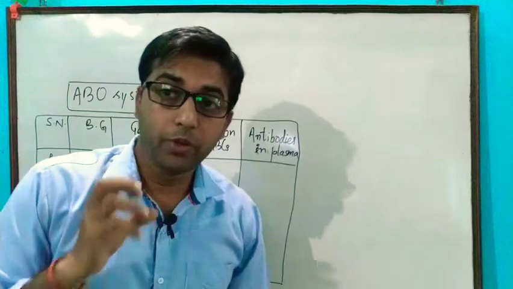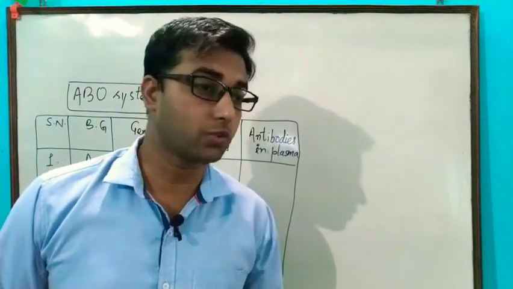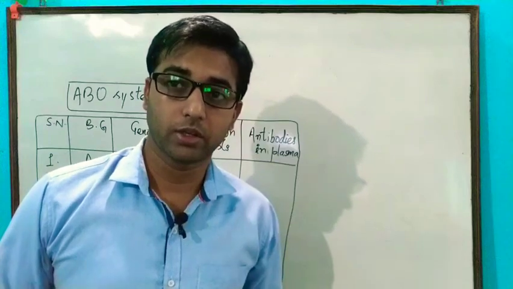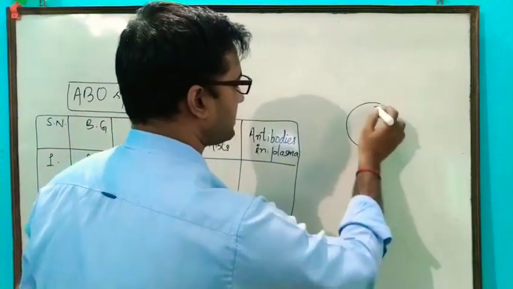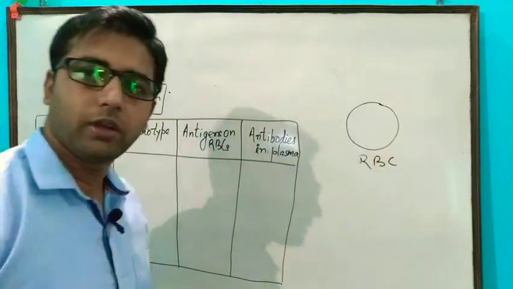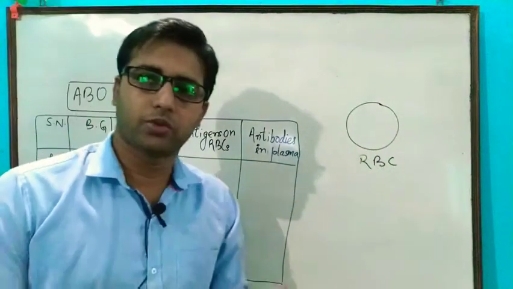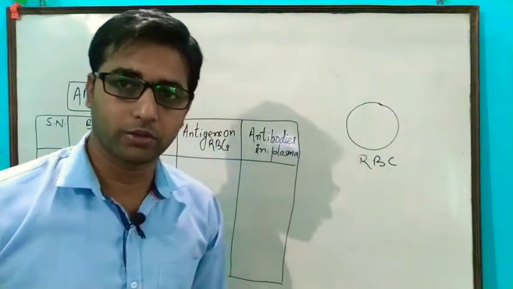The ABO blood group system is one of the major blood group systems found in human beings around the world. Let's consider that this is an RBC. This is a mature RBC. A mature RBC does not possess a nucleus. It is devoid of a nucleus.